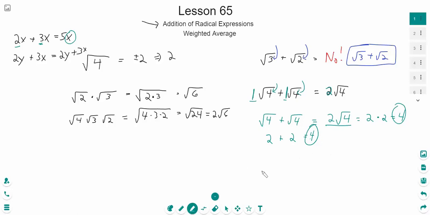But the bottom line is treat the roots like you would variables. Count them as like terms if the radicands are the same. If they're not the same, there's nothing that you can do. It's that simple. So let's try a couple of problems here.